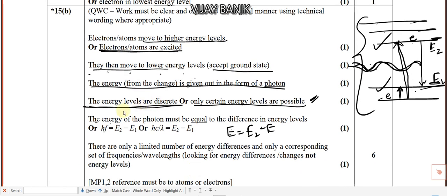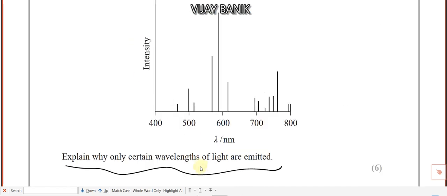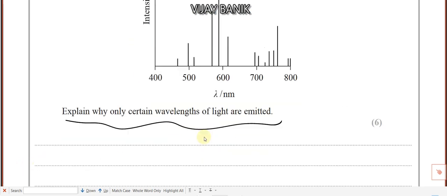There are only certain, limited energy differences that are possible, or only a corresponding set of frequencies or wavelengths of light. As only certain differences are possible, as the electron can come from here to here, or here to here, it's limited. The frequency is also limited, so you're supposed to learn this whole paragraph for the exam, because this is a very commonly asked question.